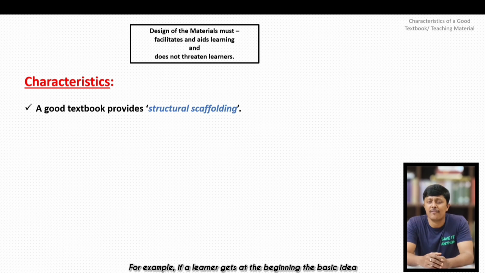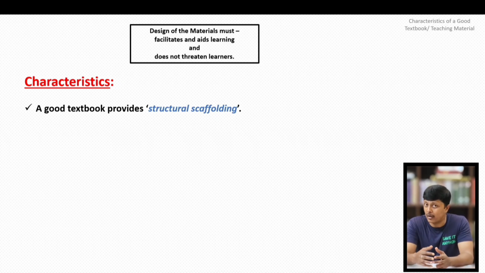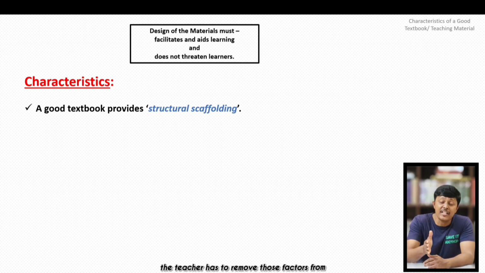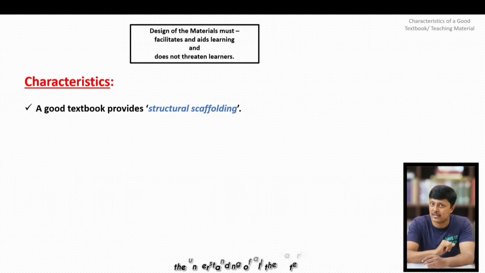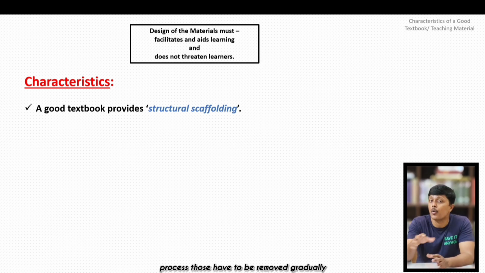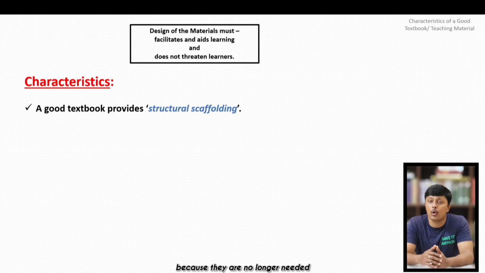For example, if a learner gets at the beginning the basic idea or the supportive materials, the more the learner progresses to understand their desired learning aspect, for example, writing or reading or speaking, whatever it is, the teacher has to remove those factors from the understanding of all the materials. It means the supportive materials that the teacher implements in the learning process have to be removed gradually because they are no longer needed.